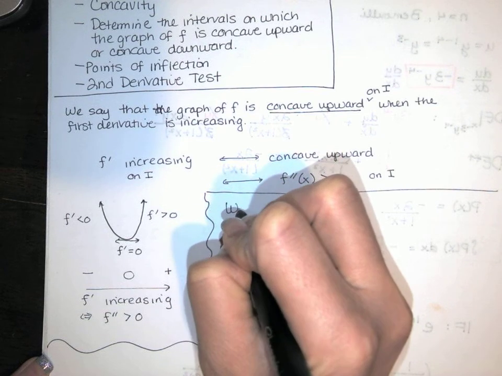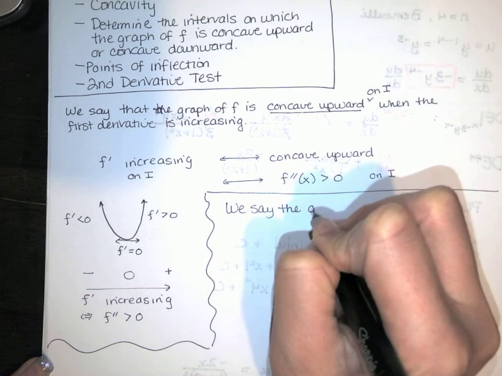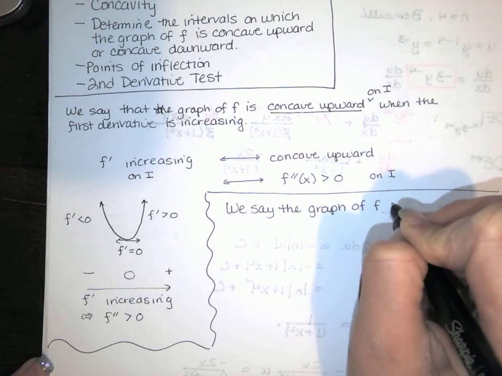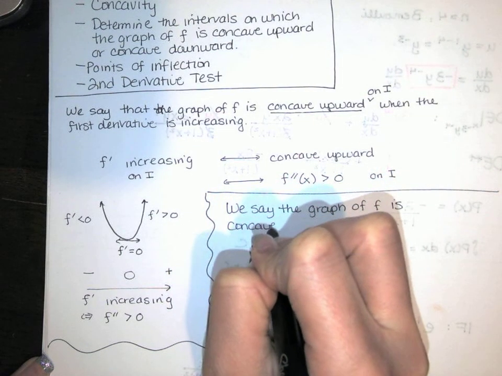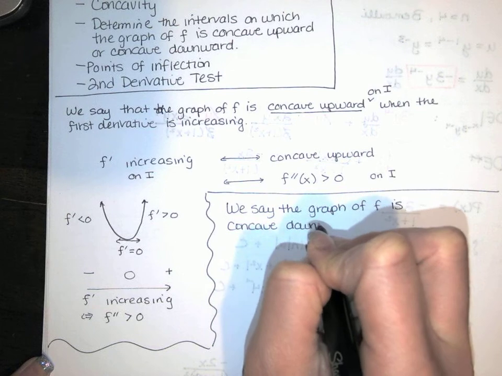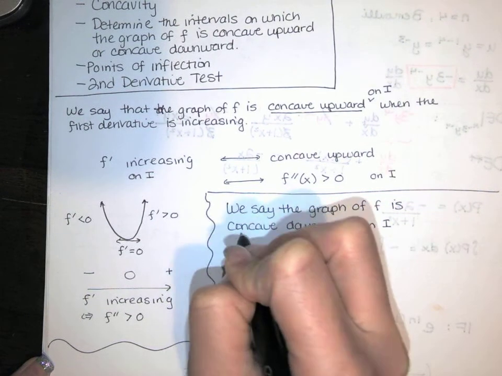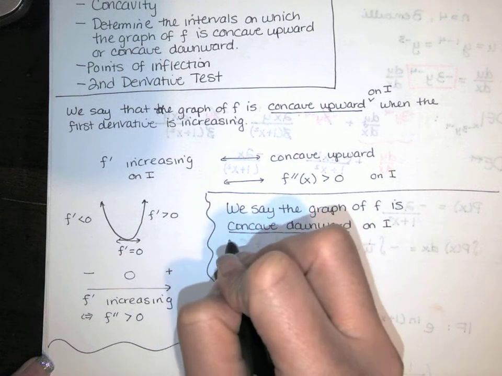We say the graph of f is concave downward on an interval I when the first derivative is decreasing.